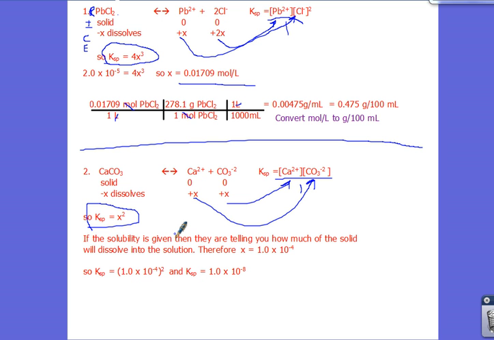In this question, number 2, it says the solubility of calcium carbonate is 1 times 10 to the minus 4th molar. They are telling you the amount of solid that dissolves, the maximum amount that will dissolve. They are telling you the value for X. So we know the value for X, we can plug it in, we can square it, and then we have the KSP.